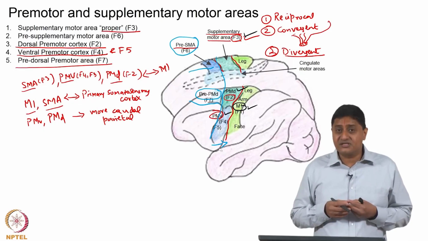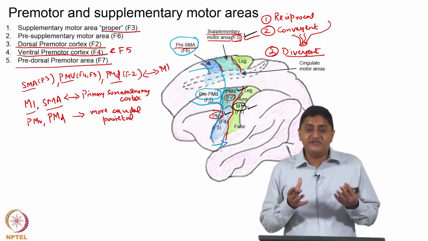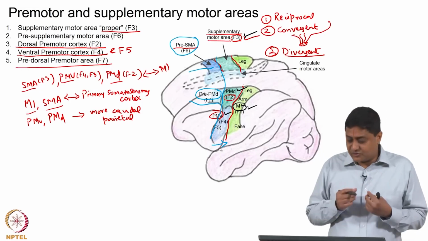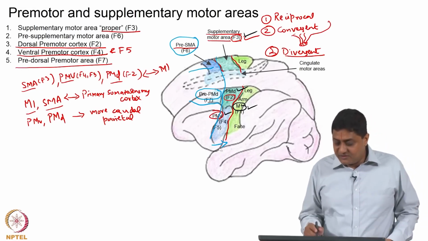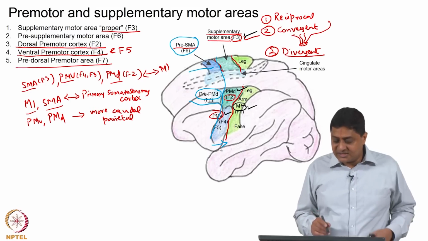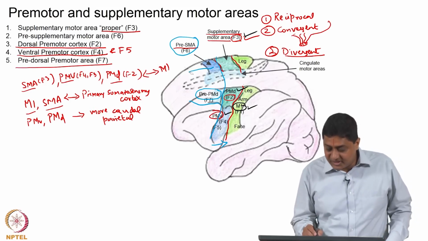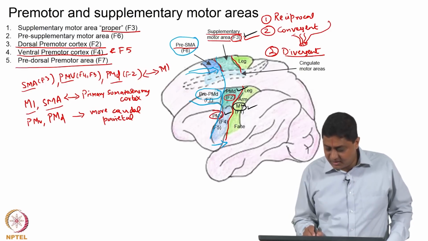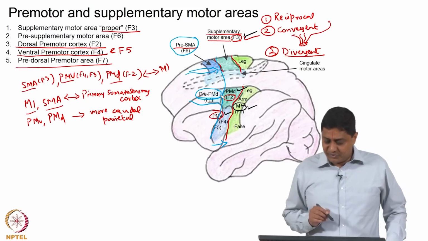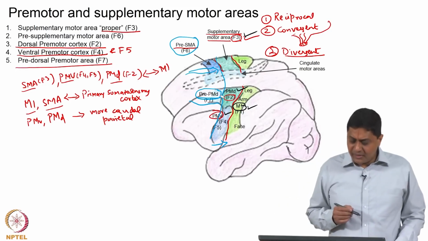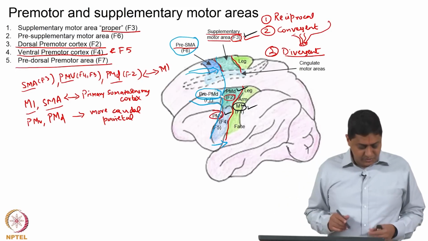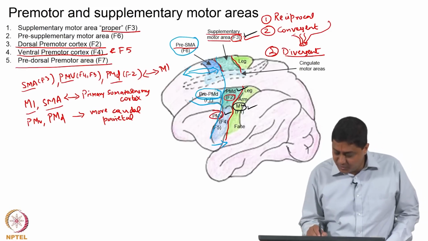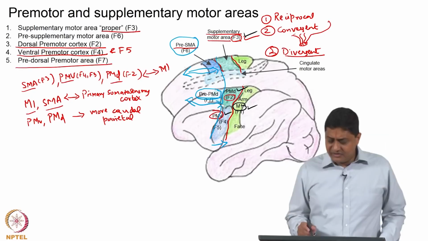So, the prefrontal cortex is believed to be the seat of executive decision making. So, intentions and context specific control are probably achieved through the connections received from the prefrontal cortex through the pre-supplementary motor area and the pre-dorsal premotor cortex. These two do not directly project to M1 and they have reciprocal connections. So, they project both ways, bidirectional connections with the prefrontal cortex.